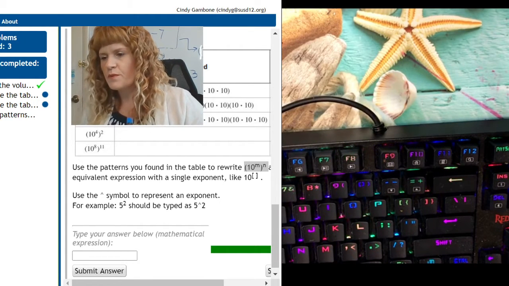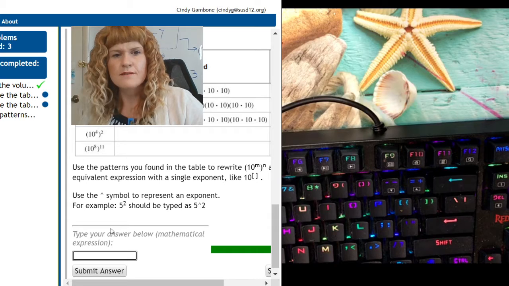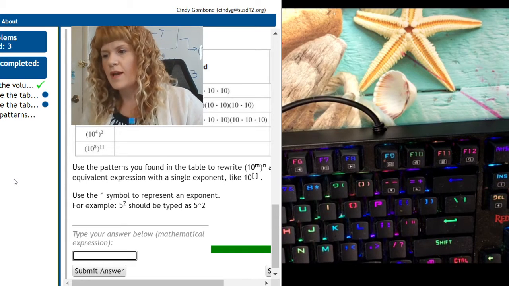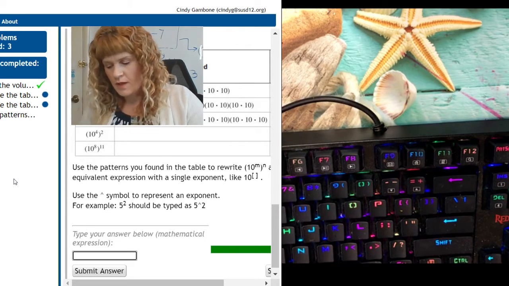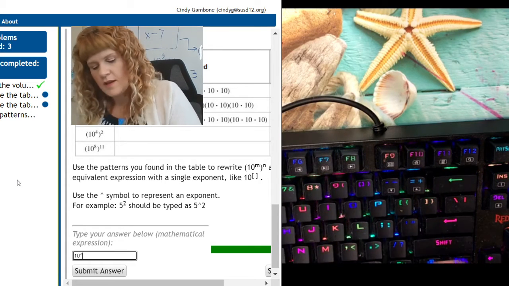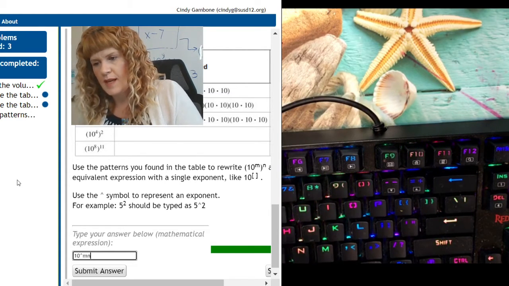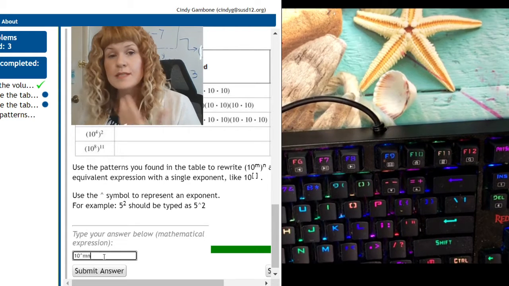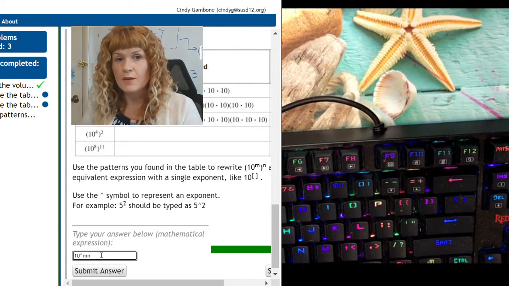We're not writing the rule here. They're just asking us to write an expression. So that's going to be 10, and it says to use the caret, 10 to the m times n. It simplifies to 10 to the m times n, right?